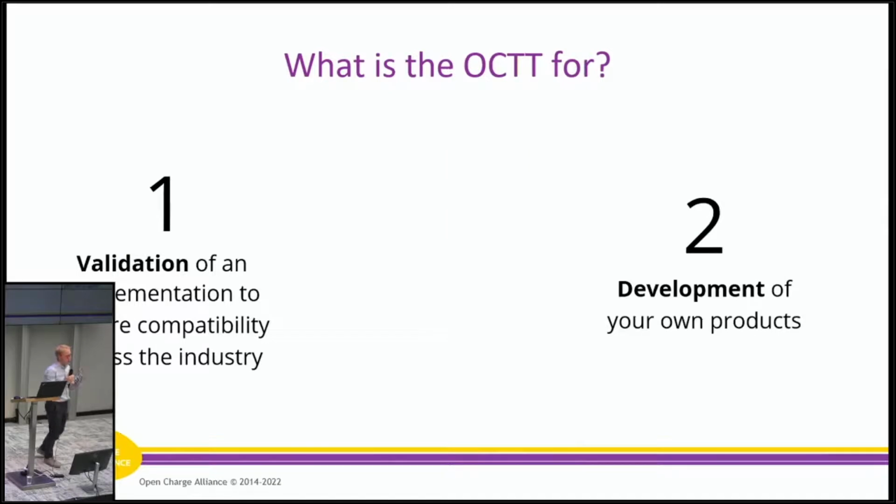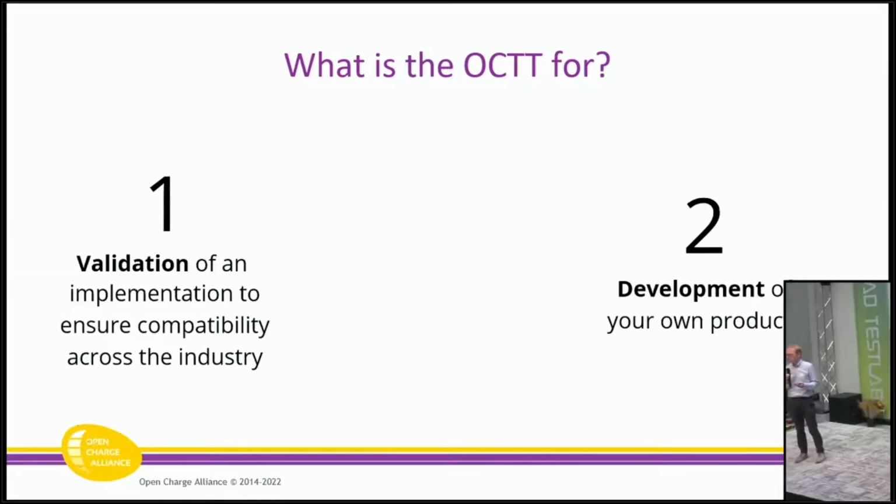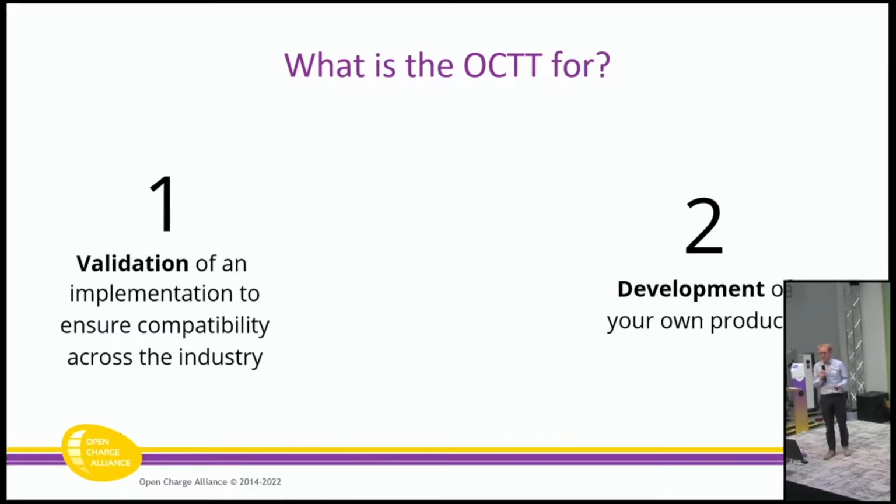The tool serves two purposes. First is obviously to validate the validity of your implementations, to ensure compatibility across the industry. But the second is that the tool is a very handy thing to use when you're still developing your charging station. You can see where you still need to improve. You can see where you're still not quite compliant. It will give helpful messages about what you should change, and you can use it to incrementally build up your implementation.